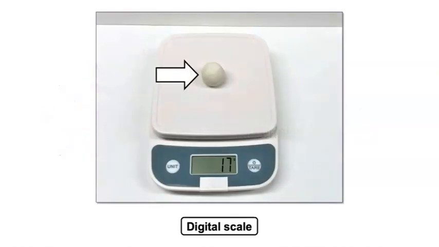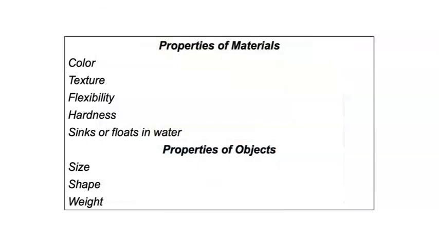Let's place the clay ball on the scale. What number do you read? I see that the number on the scale is 17. The unit for mass is grams, so the mass of the clay ball is 17 grams. Let's remove weight from our list of properties of objects and add mass.